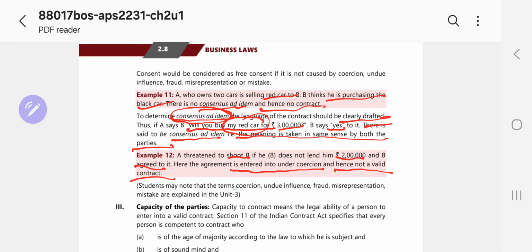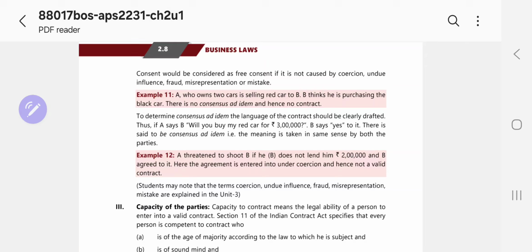Students may note that the terms coercion, undue influence, fraud, misrepresentation, and mistake are explained in Unit 3. So in Unit 3, you will get to know more about this coercion part. Just remember here now that the contract should not be entered into by any fraud, misrepresentation, threatening to kill someone, or by fear. So the contract should be purely out of free will or free consent.